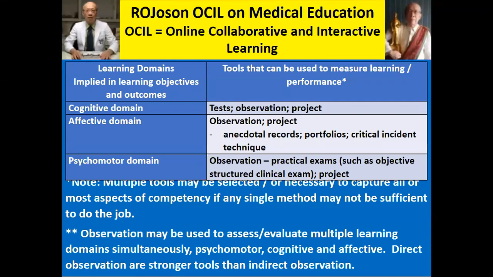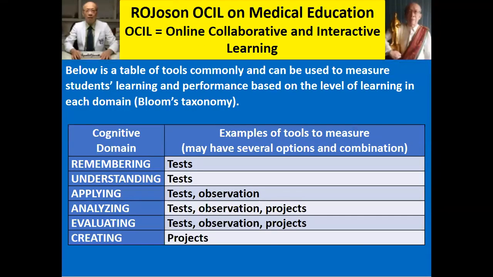Note, multiple tools may be selected or necessary to capture all or most aspects of the competency if any single method may not be sufficient to do the job, and observation may be used to assess or evaluate multiple learning domains simultaneously. Direct observations are stronger tools than indirect observations. Below is a table of tools commonly and can be used to measure students' learning and performance based on the level of learning in each domain in the Bloom's taxonomy.